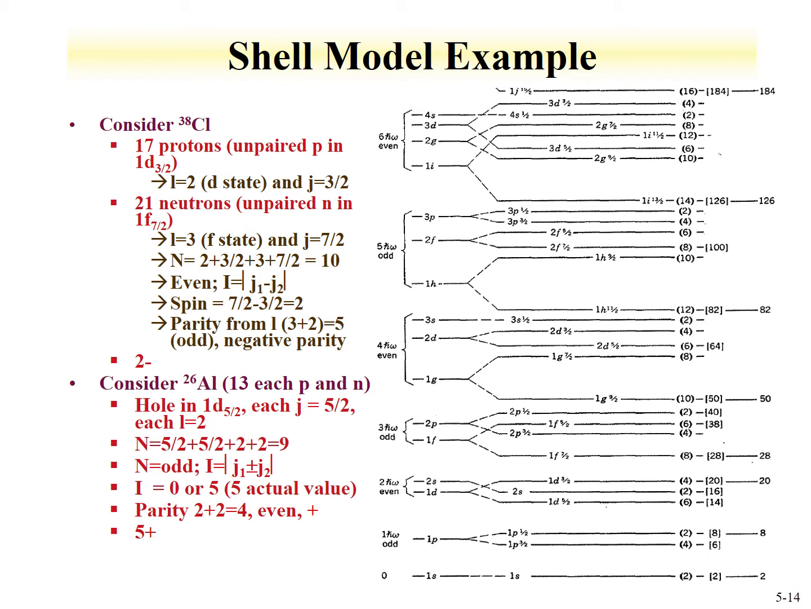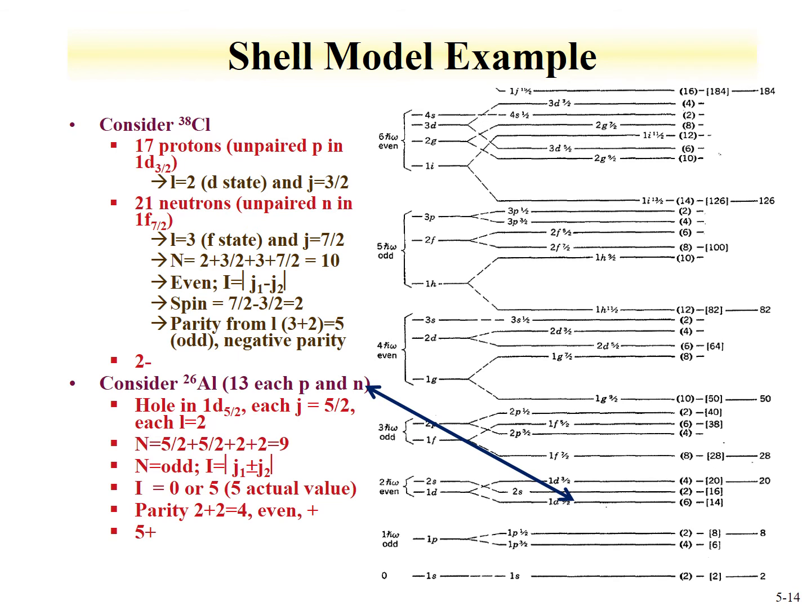If we consider another example, aluminum-26, this is a nucleus with 13 protons and 13 neutrons. So this 1d 5/2 would be filled at 14, so there's a hole, one missing spot for each of the proton and neutron shells. So each unpaired particle has a spin of 5/2 and an orbital angular momentum of d, which is 2. So the Nordheim number is 5/2 plus 5/2 plus 2 plus 2. That's equal to 9. That's an odd value.